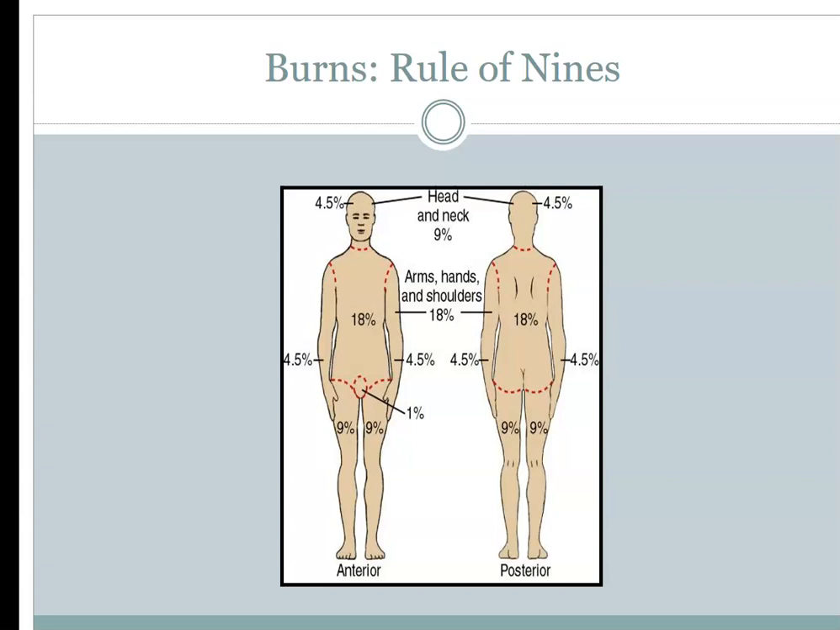Now on the dorsal surface of the body, we again have 4.5% for the head and neck, 4.5% for the back of each arm, which equals 9% total, 18% for the back of the torso, and 9% for the back of each leg, 18% total for the legs. If the total for the back of the body is 49.5%, then the total for the body is 100%.